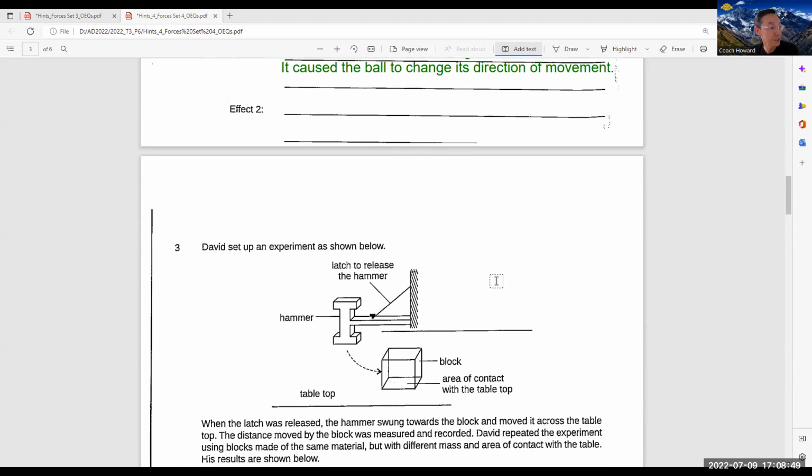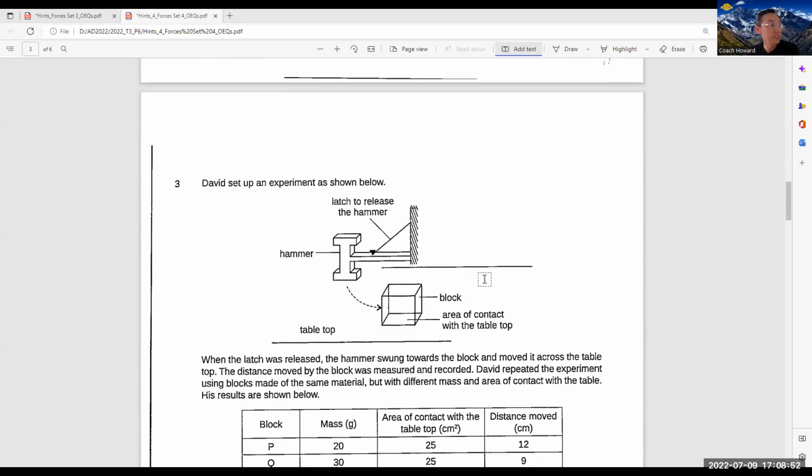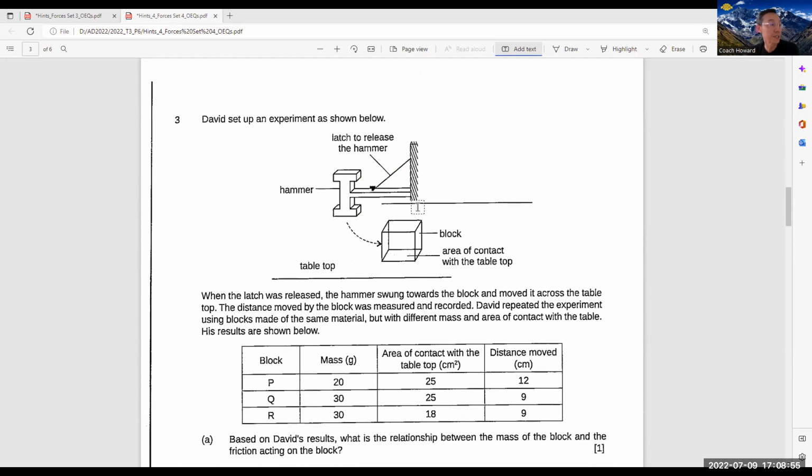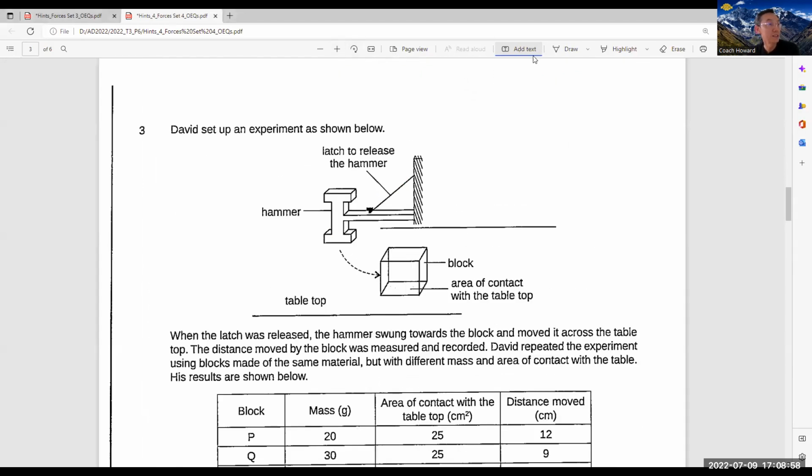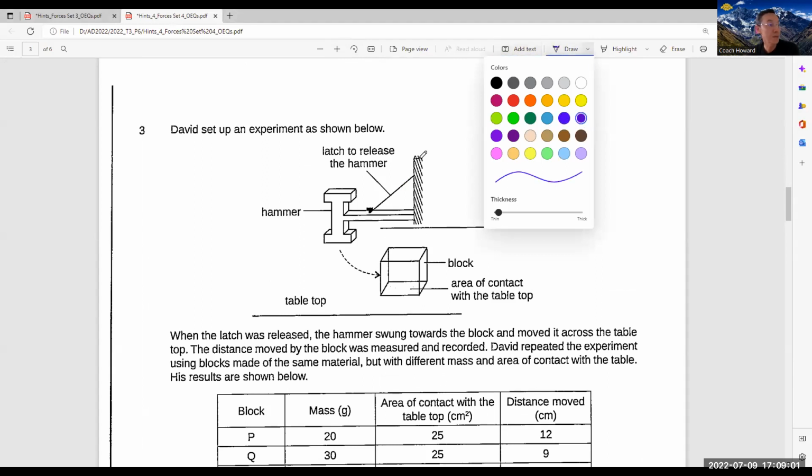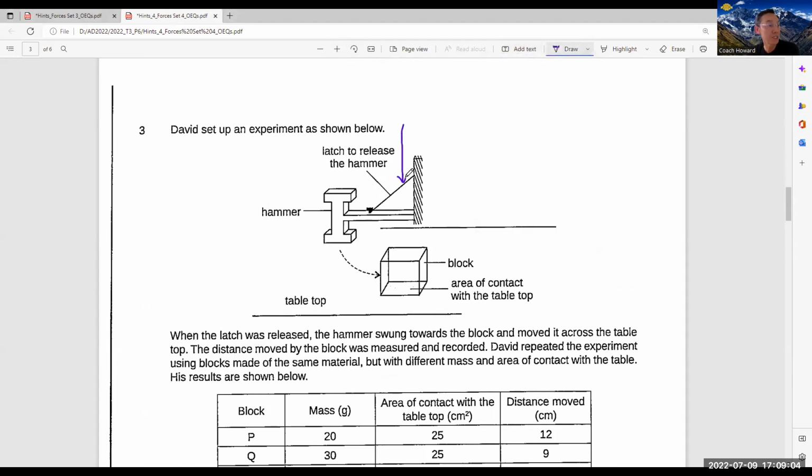Next question, question 3. David set up an experiment as shown. You need to visualize how this works. Do you know what a latch is? This part is supporting the hammer at the latch. When they remove this latch, the hammer will swing down due to the pull of gravity, hitting this block. When the hammer hits this block, the block will move in this direction. Then I see this part, the area of contact with the tabletop. This is the surface area here.